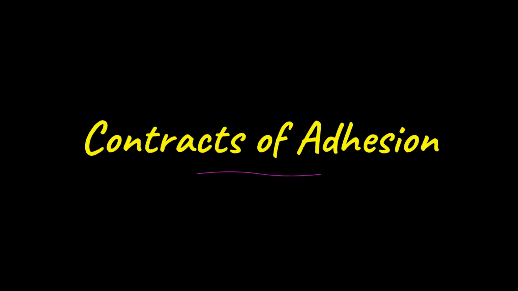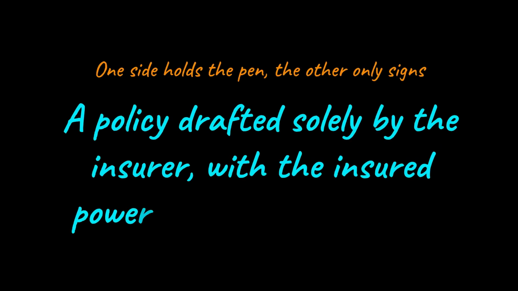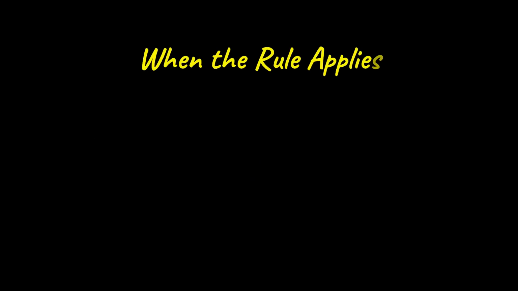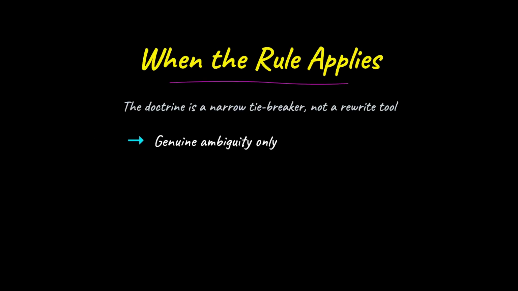Insurance policies are written entirely by the insurer, and the applicant can only accept or walk away, never negotiate the wording. That take it or leave it setup makes insurance a contract of adhesion with a specific legal consequence for unclear language. Because only the insurer drafts the terms, the law refuses to let that same insurer benefit from its own vague wording. When a clause is genuinely ambiguous, courts resolve it against the drafter and in favor of the insured. The doctrine only triggers on genuine ambiguity.